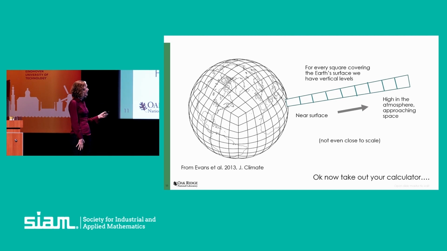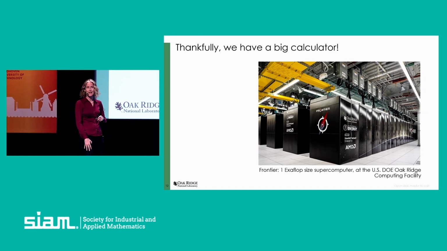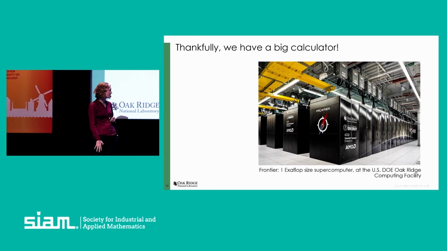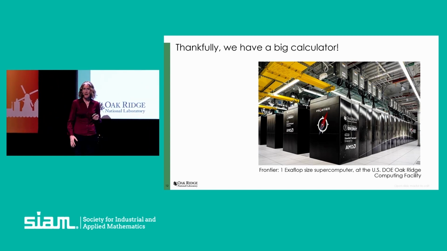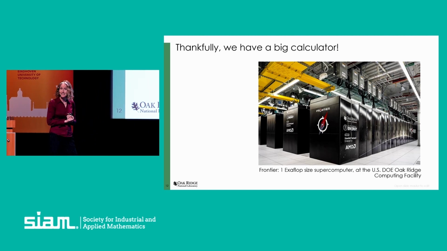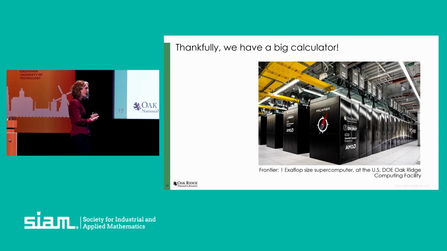Sounds like a lot. Well, Espy and Redfield didn't have this. This is Frontier, and by the way, thank you for that introduction. Oak Ridge has the largest computer in the world according to the top 500 list. Not forever, but for now. And this can solve 10 to the 18 flops per second. Well, I just told you we only needed 10 to the 9 points to solve the problem, so we're good, right?